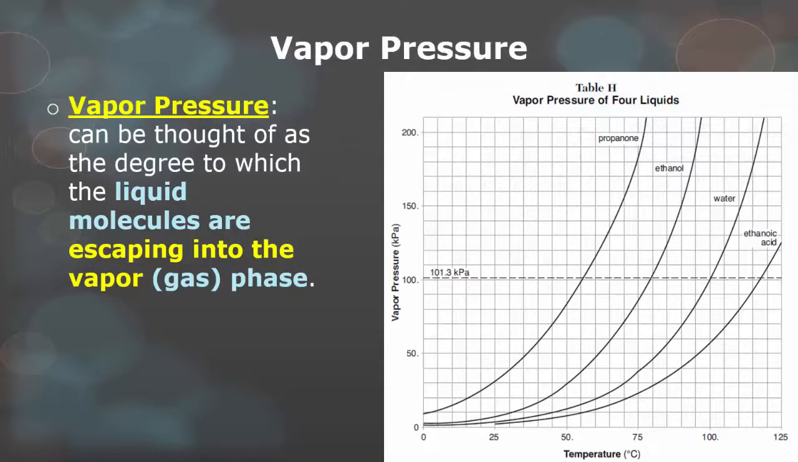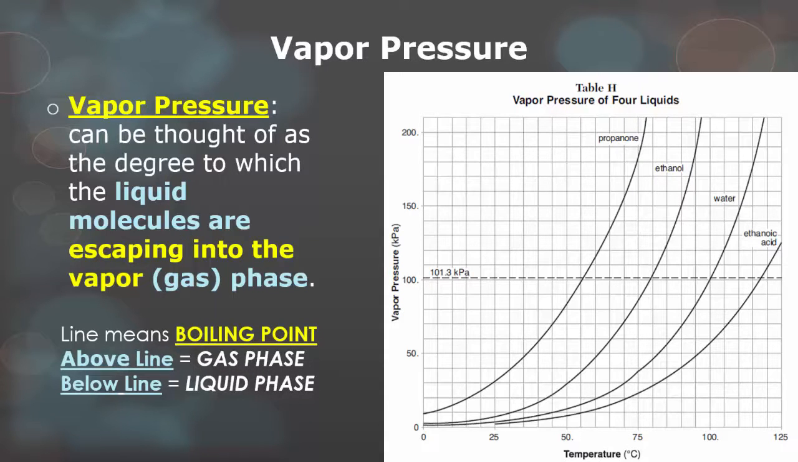So let's look at Table H, which is all about vapor pressure. Vapor pressure can be thought of as the degree to which the liquid molecules are escaping into the gas or vapor phase. So, let's just analyze what we see. The solid dark line for the 4 different substances, propanone, ethanol, water, and ethanoic acid, represents the boiling point at whatever temperature on the x-axis and vapor pressure in kilopascals on the y-axis. If you are above the line for the compound you're looking at, that means you are in the gas phase. If you are below the line, that means you are in the liquid phase.